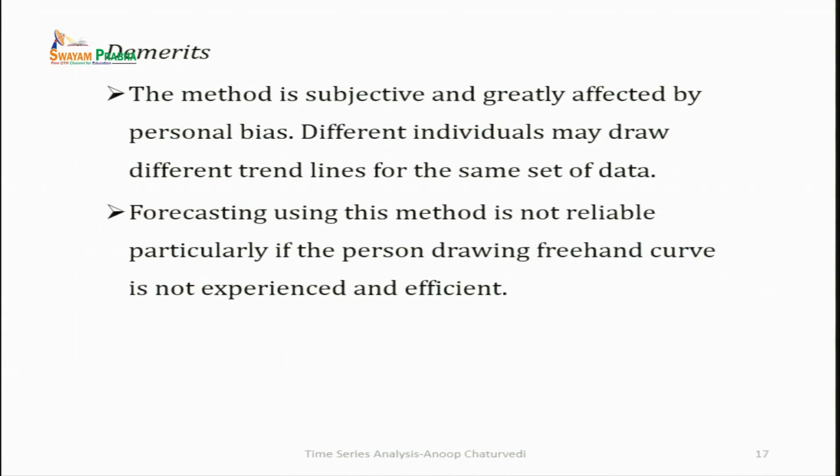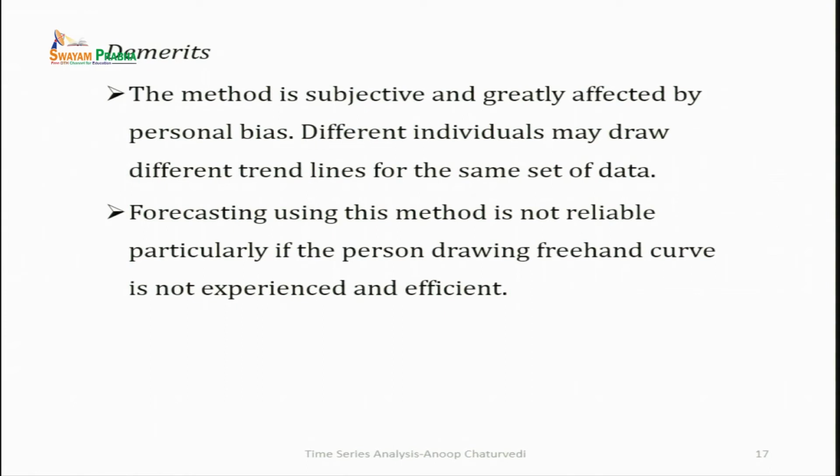The method is subjective and greatly affected by personal bias. Different individuals may draw different trend lines for the same set of data. Now, this may happen in practice. Say one person prefers one trend line, another person prefers another trend line. Then forecasting using this method is not reliable, particularly if the person drawing the freehand curve is not well experienced and efficient.